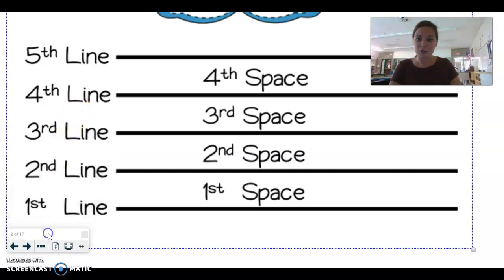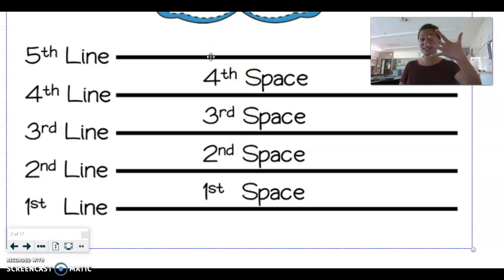I want you to take a look over here. Our music staff is made up of 1, 2, 3, 4, 5 lines, and 1, 2, 3, 4 spaces. And we have them labeled first line, second line, third line, fourth line, fifth line, and first space, second space, third space, and fourth space.